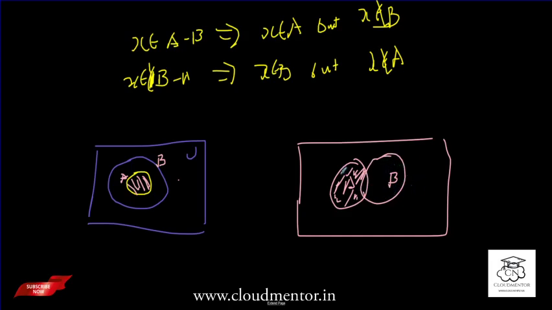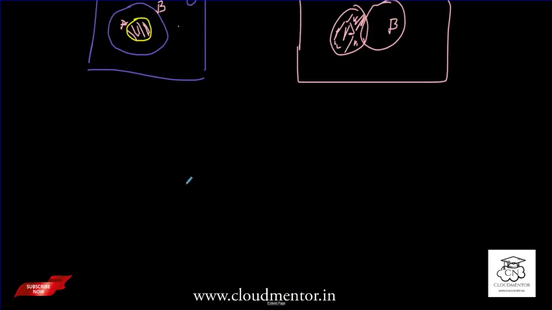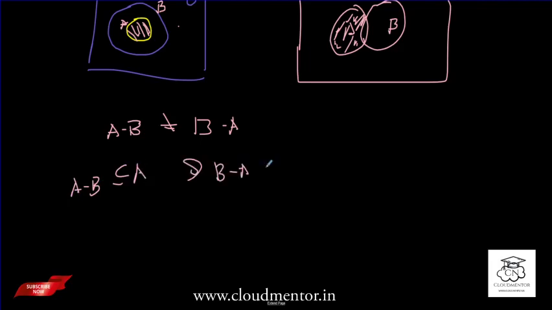And so here we must note that A minus B will not be equal to B minus A. A minus B is a subset of A, and B minus A is a subset of B. Okay.